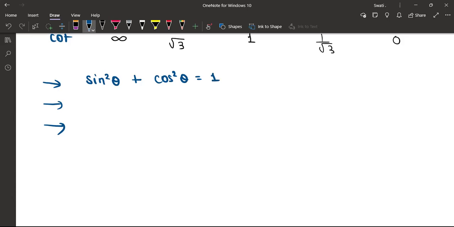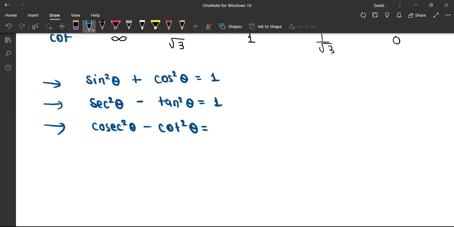There were 2 more, and there was a trick that I explained. Sec square theta minus tan square theta equals 1, since the other two formulas had a minus. Next. No, cosec square theta minus cot square theta will be 1.